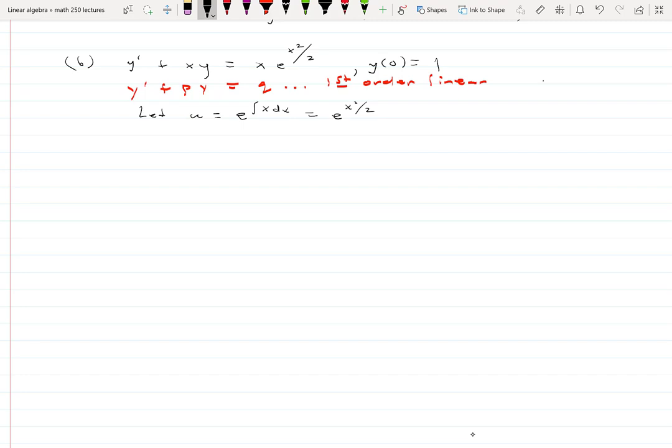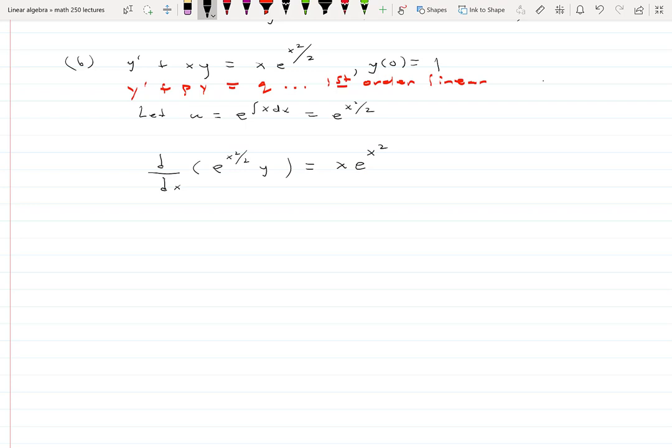And then we multiply both sides by the integrating factor, multiply both sides by u. If we do that, we get the derivative with respect to x of e to the x squared over 2 times y, equals u times q. So I'm going to need to multiply the function x e to the x squared over 2 by another e to the x squared over 2. So e to the x squared over 2 plus another x squared over 2 is e to the x squared.